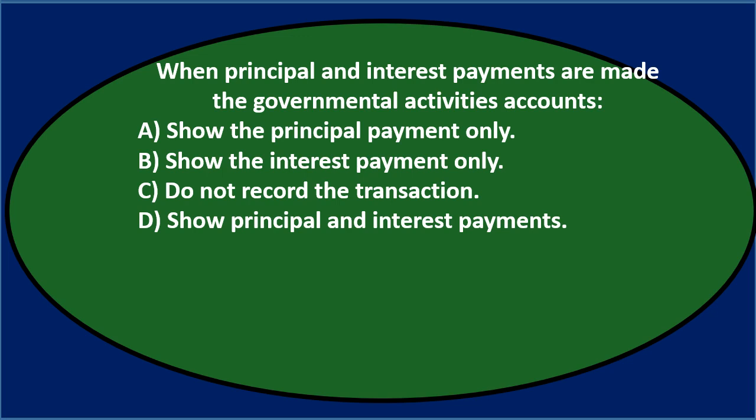A, show the principal payment only. Well, no, we would show both, because we're on the government-wide side, which would be kind of normal. If we paid both of them, we'll show both of them. B, show the interest payment only. No, same reasoning. C, do not record the transaction. No, we're going to record the transaction typically because we're on normal accrual accounting. D says show principal and interest payments. That then is the one. Final answer: when principal and interest payments are made, the governmental activities accounts D, show principal and interest payments.